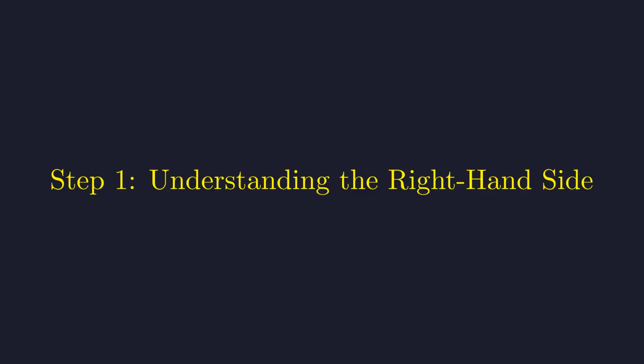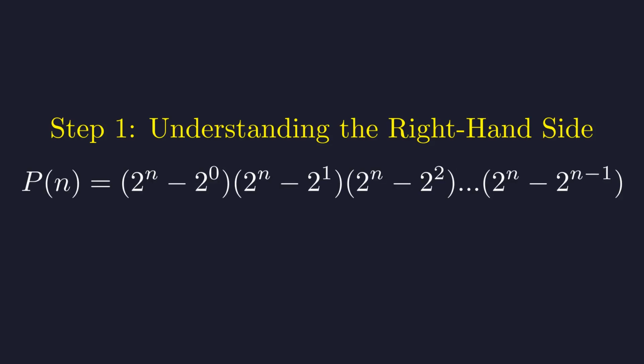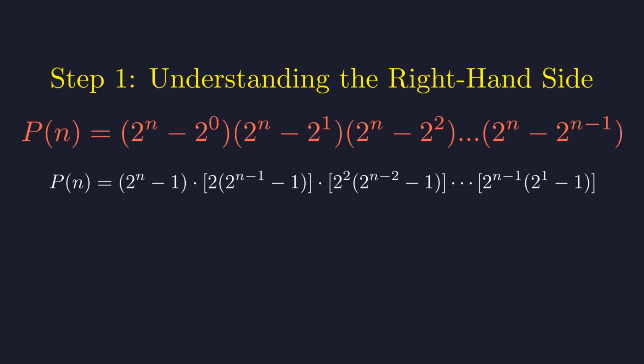Our first step is to analyze the structure of the right-hand side, which we will denote as P(n). By writing out the terms, we can see a clear pattern. Each factor has the form 2^n minus 2^i, where the exponent i ranges from 0 to n minus 1. Notice that from the second term onward, we can factor out powers of 2 from each part of the product. From the term containing 2 to the power of 1, we factor out 2. From the term with 2 squared, we factor out 2 squared, and so on, until we factor out 2 to the power of n minus 1 from the final term.